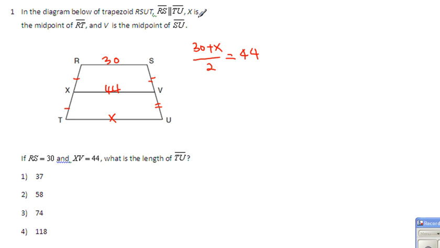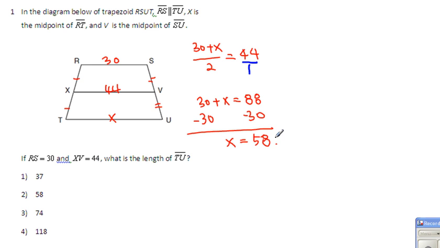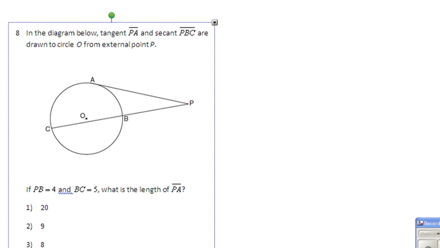Now, then of course we can always have this one as over 1 and then cross multiply them if you wanted to. Then we end up getting 30 plus x equals 88. Now, by subtracting 30 from both sides, we'll end up getting x equals 58. Alright, great. Let's move on to the next question.